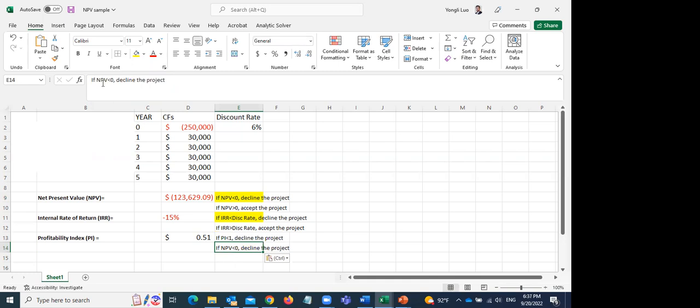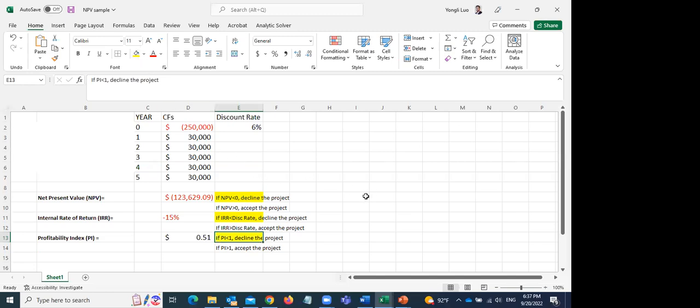If that profitability index, PI, is greater than 1, we accept the project. Okay, so you calculate the profitability index, and you got 0.5, which is less than 1. So the suggestion is you need to decline the project.